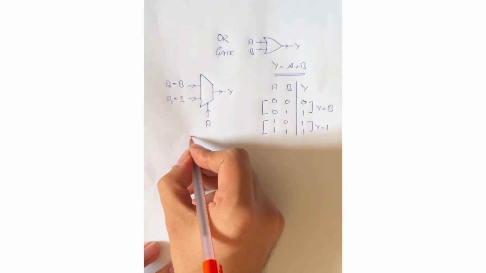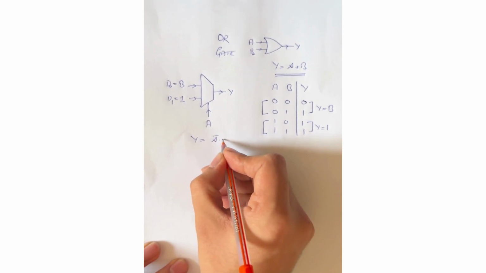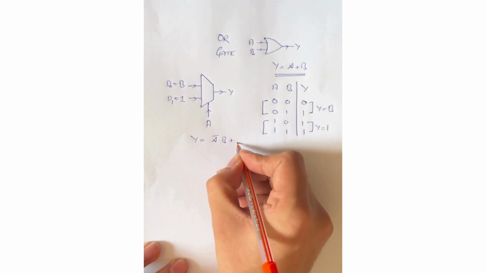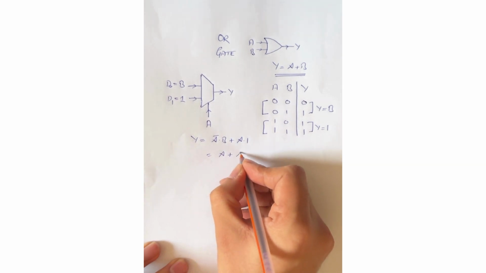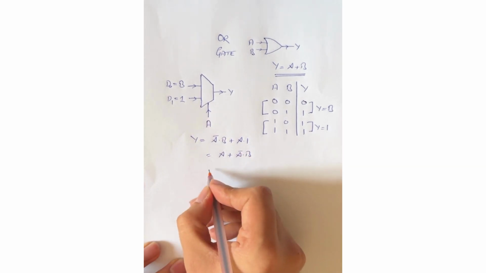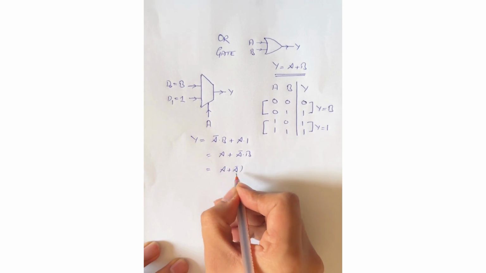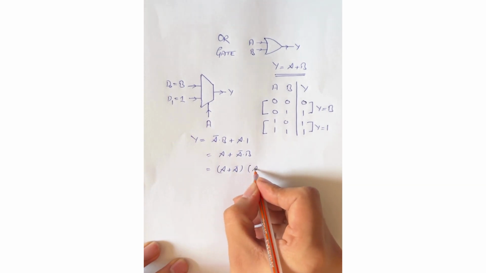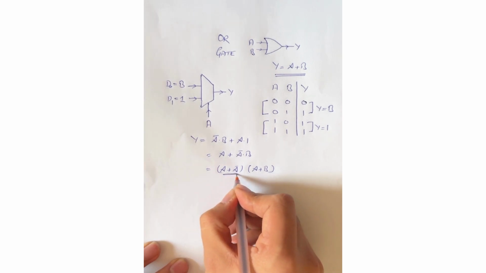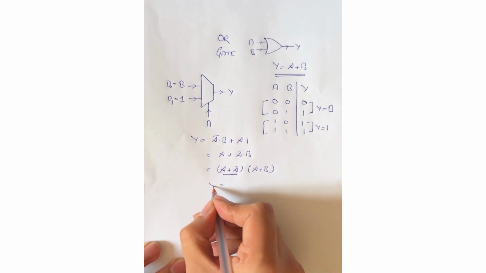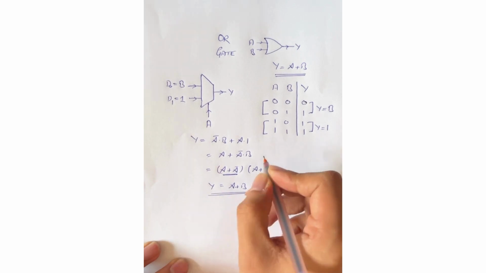Now coming to the Boolean expression for 2:1 MUX, Y equal to A bar into B plus A into 1. So it becomes A plus A bar into B. Using the distributive law, it becomes (A plus A bar) into (A plus B). Since A plus A bar is 1, Y equal to A plus B, which is the Boolean expression for an OR gate.